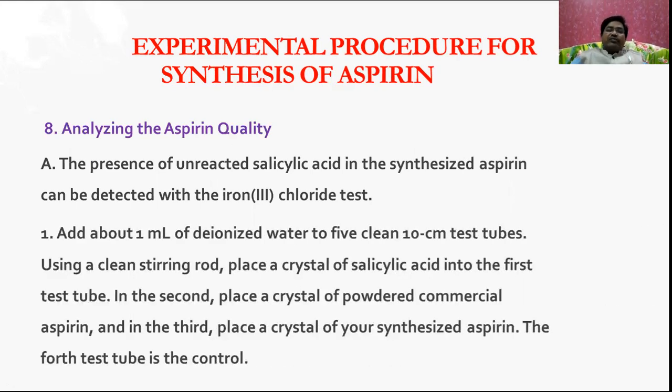Add about 1 ml of deionized water to 5 clean 10 centimeter test tubes. Using a clean stirring rod, place a crystal of salicylic acid into the first test tube. In the second, place a crystal of powdered commercial aspirin. And in the third, place a crystal of your synthesized aspirin. The fourth test tube is the control.